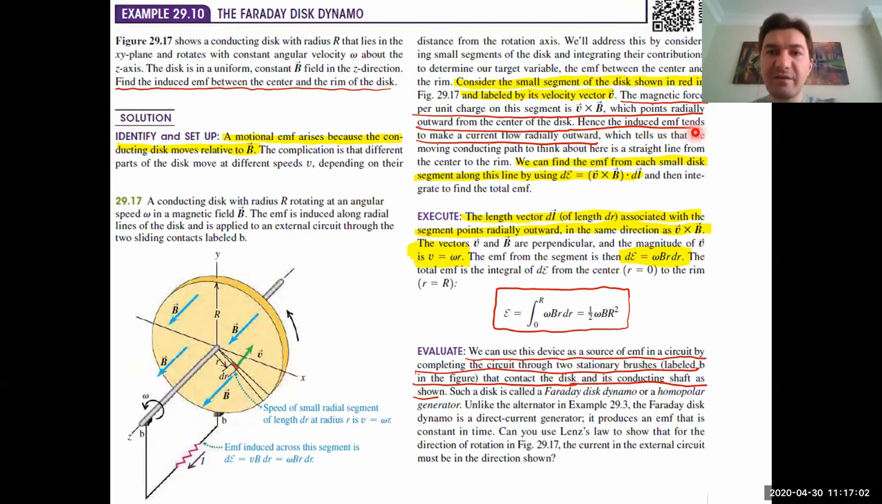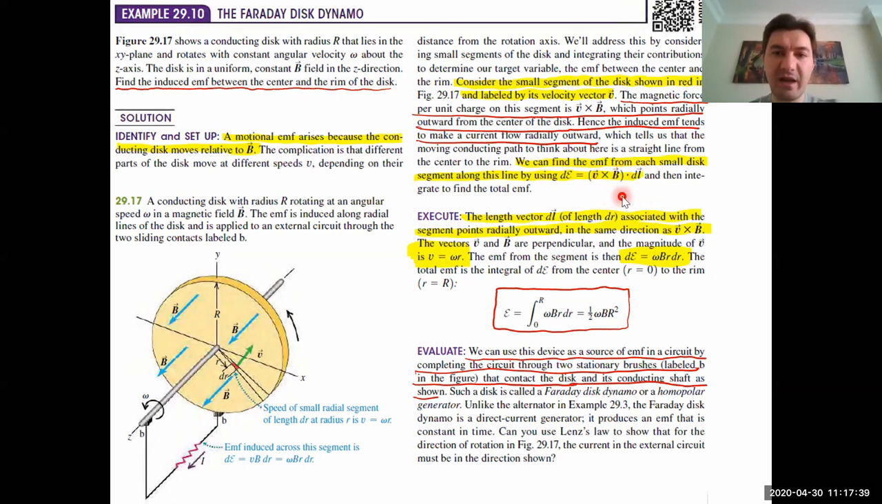Thus, the induced EMF tends to make a current flow radially outward. So we have EMF from the center to the rim in that direction, along the magnetic force acting on that charge here. So we can find the EMF from each small disc segment along this line. Each segment gives us this EMF, which is given by dE, and this is the dl.